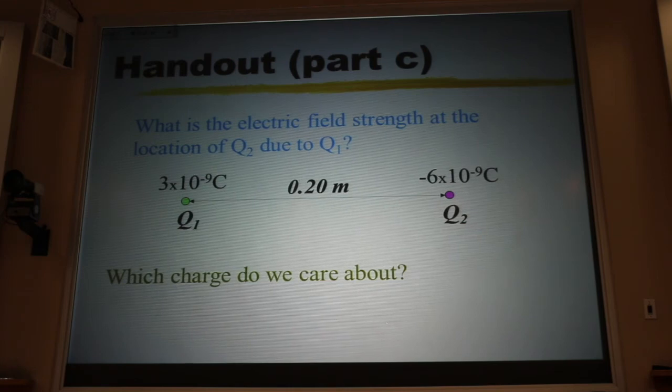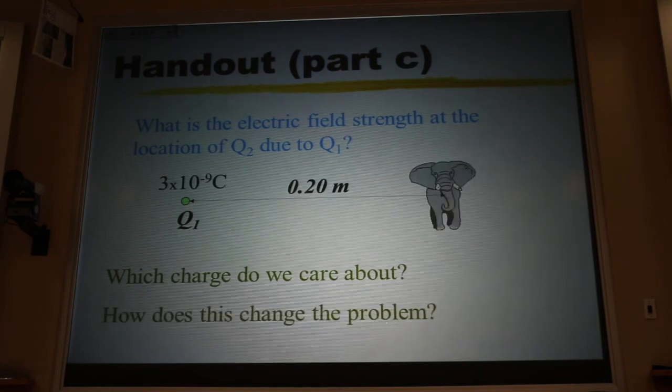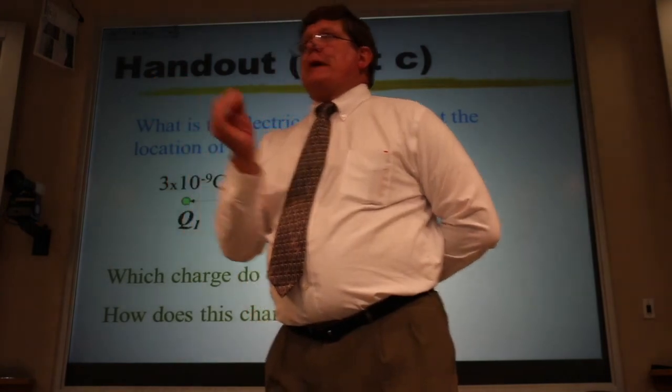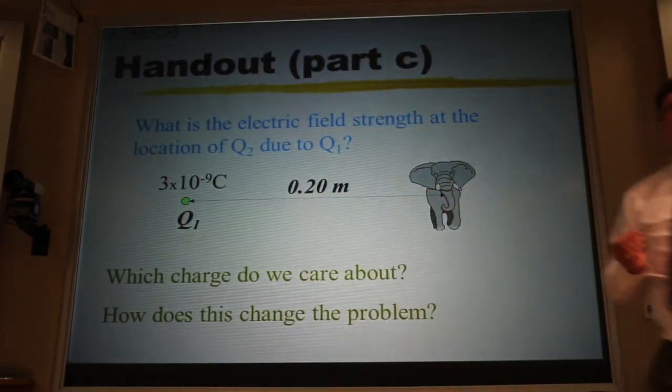This should be obvious after parts A and B. What is the electric field strength, listen carefully, at the location of Q2 due to Q1? Which charge do we care about? Q1. Yes, this time it's Q1. Putting an elephant at that location of Q2 does not change the problem. It's just a location we care about. The elephant is a placeholder.